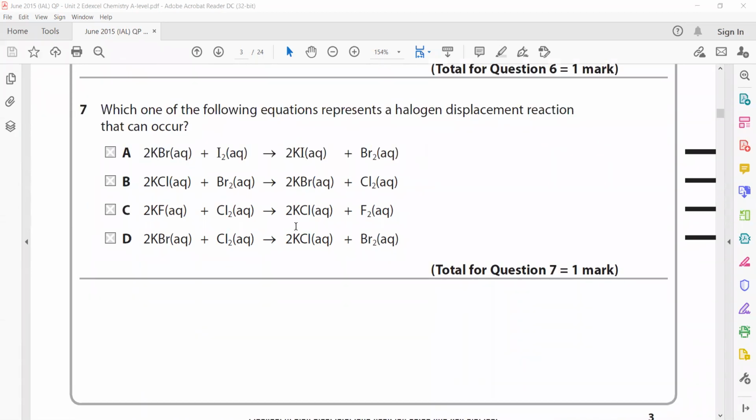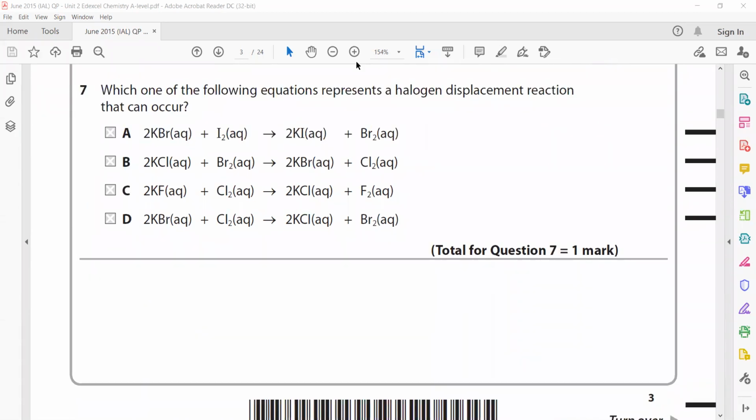Which of the following equations represents the halogen displacement that can occur? Always a more reactive halogen can displace a less reactive halogen. Fluorine is more reactive than chlorine, chlorine is more reactive than bromine, and bromine is more reactive than iodine.